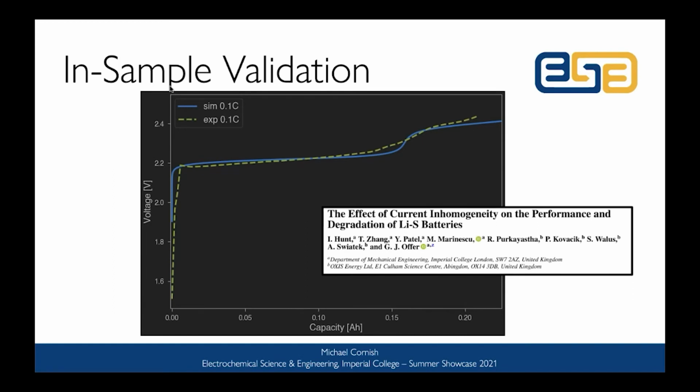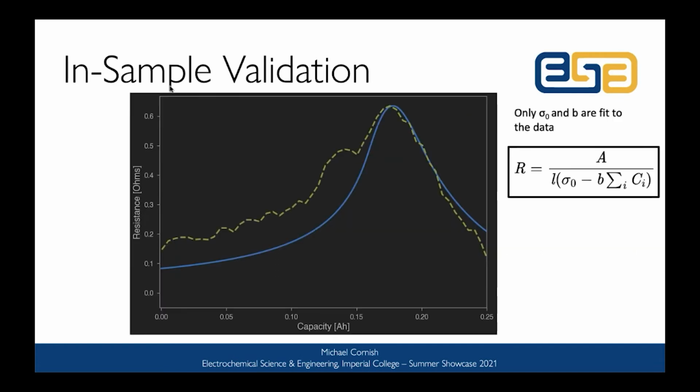So the first thing we need to do is, of course, validate the model against experimental data. We have the experimental data from Hunt et al. 2017, and we observe that we actually get very good quantitative agreement between a charge curve, which is the solid line, and the experimental data, which is the dashed line. We can further this in-sample validation for resistance data. And again, for such a simple model, we get a fairly good agreement between the resistance data and the experimental data. Not all models, especially ones of a high degree of complexity and sophistication, can actually achieve this level of accuracy. So that's quite good for the model at hand.